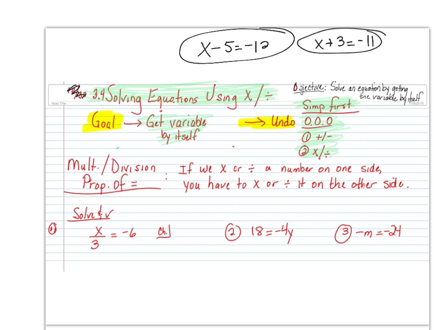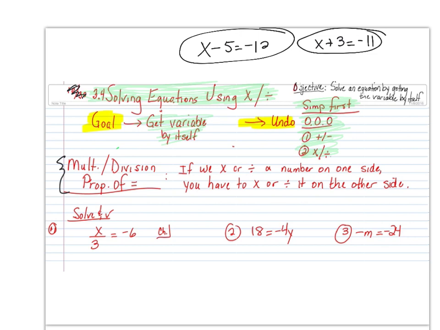Well, guess what they're going to be doing today? Multiplying or dividing. What is the inverse or opposite operation of multiplication? What undoes multiplication? Division. What undoes division? Multiplication. So write this down. Your multiplication and division properties of equality. It says if we multiply or divide a number on one side, what do we have to do? Do it on the other side? Do it to the other side, right? Do unto one side as we do unto the other side.